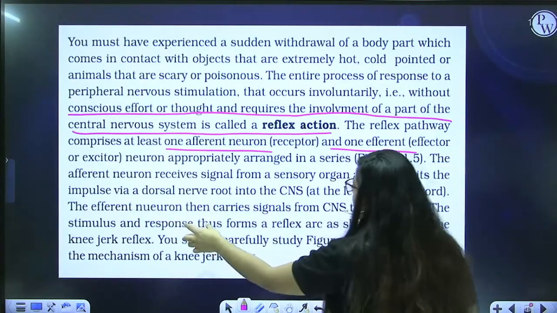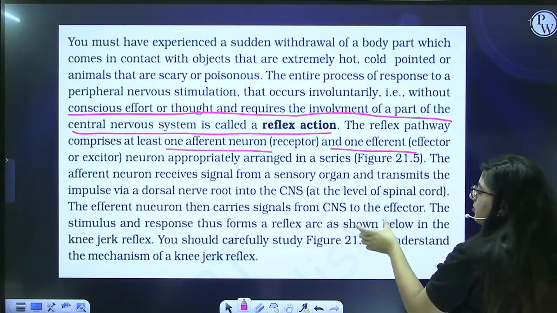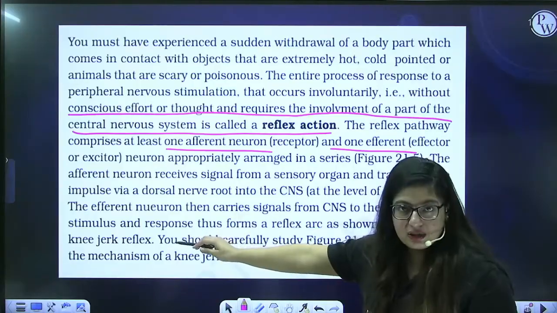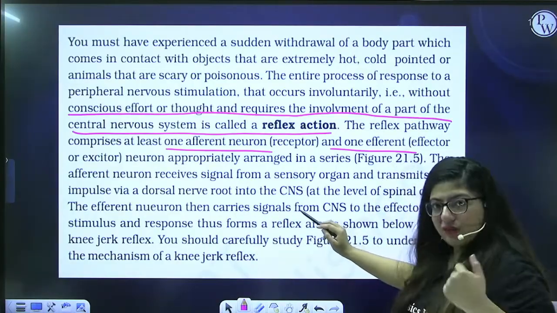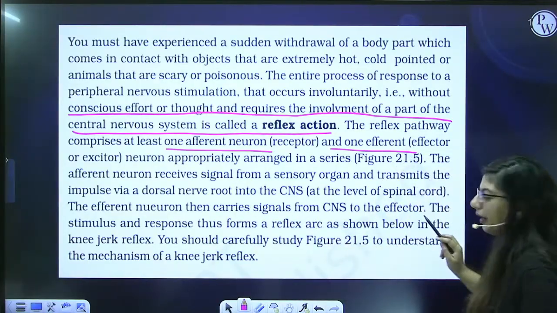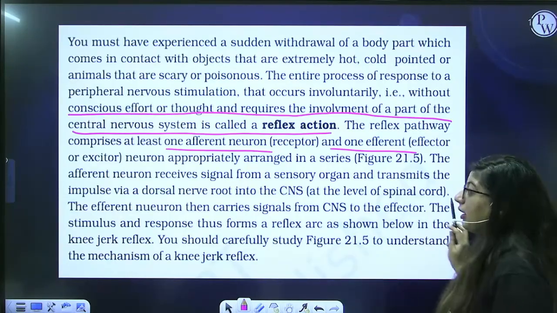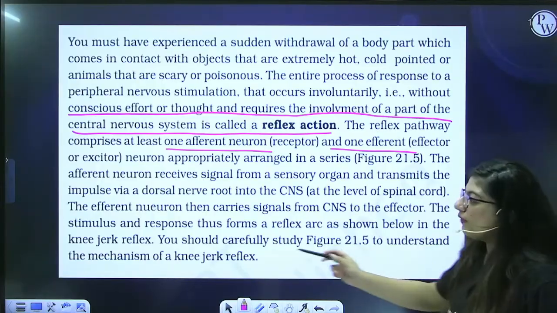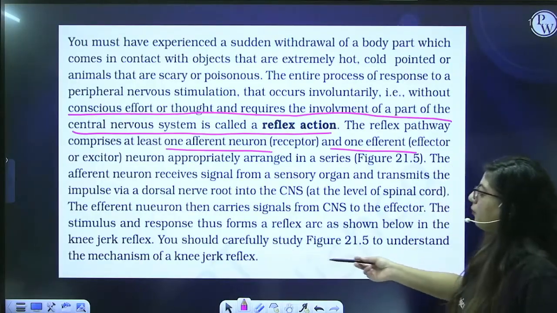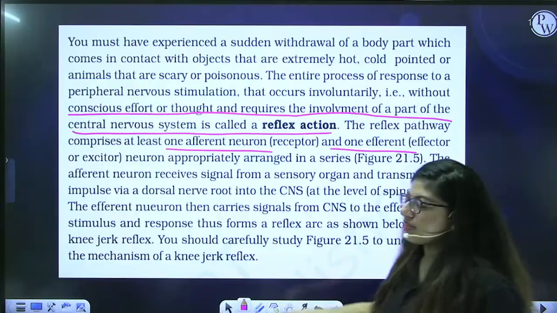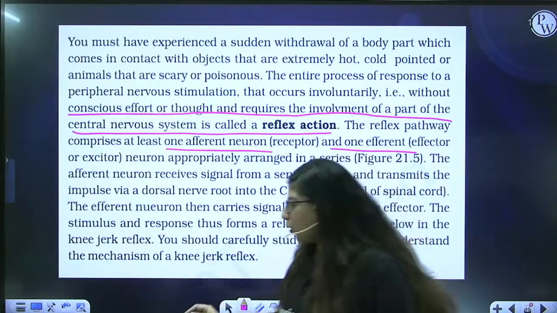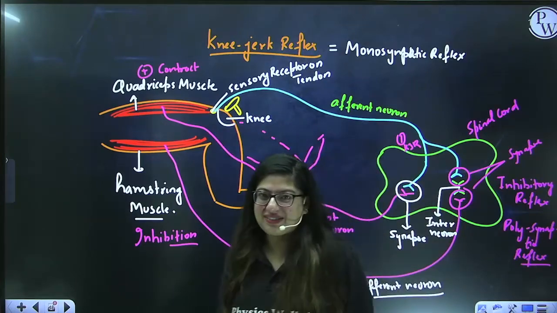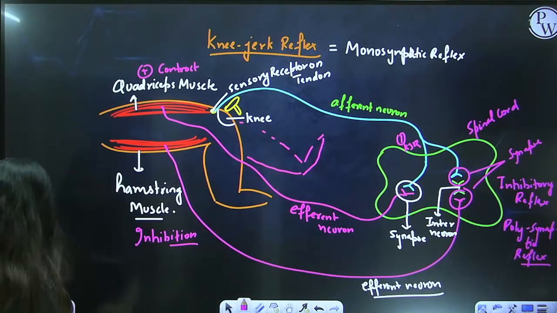The efferent neuron then carries signal from the CNS to the effector. What is the effector organ? Your muscles, right? The efferent, that is the motor neuron, will carry information from the CNS to an effector organ like muscles. The stimulus and response thus form a reflex arc as shown below in the knee-jerk reflex. You should carefully study this figure to understand the mechanism of the knee-jerk reflex. So we have already carefully studied this image of a knee-jerk reflex. Fine. So that's your reflex action, guys.